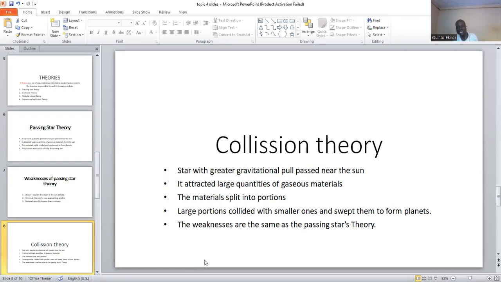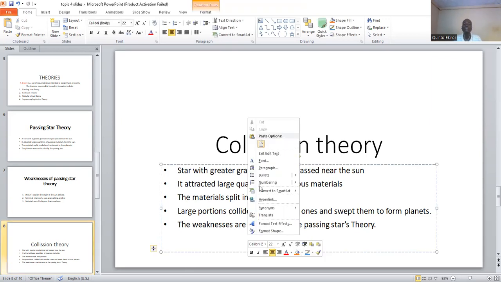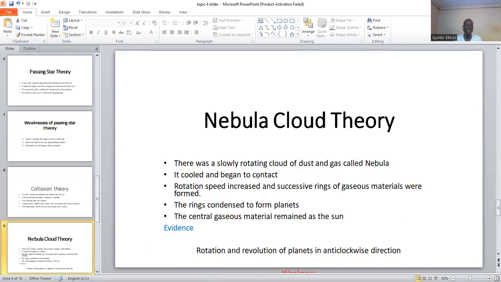Now, the weaknesses are the same as that of passing star theory, because it starts like the passing star theory. That's why the weaknesses seem to be the same. Let's now proceed to the third theory, which is nebula cloud theory.